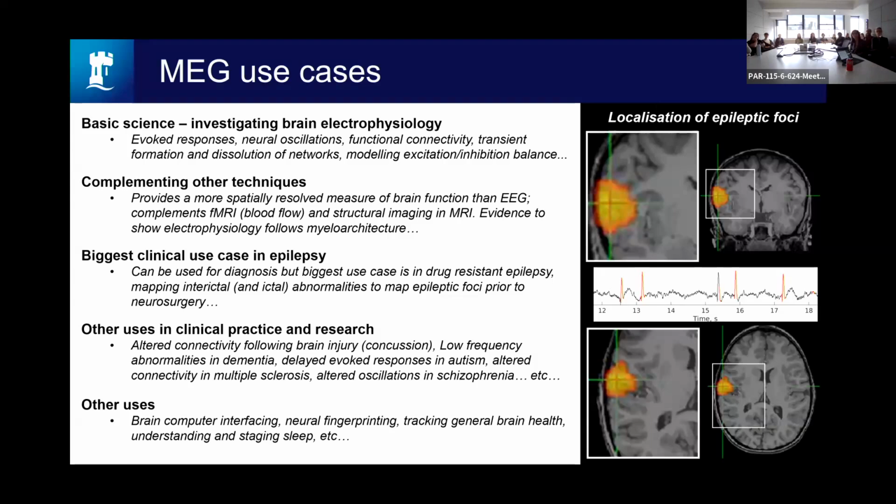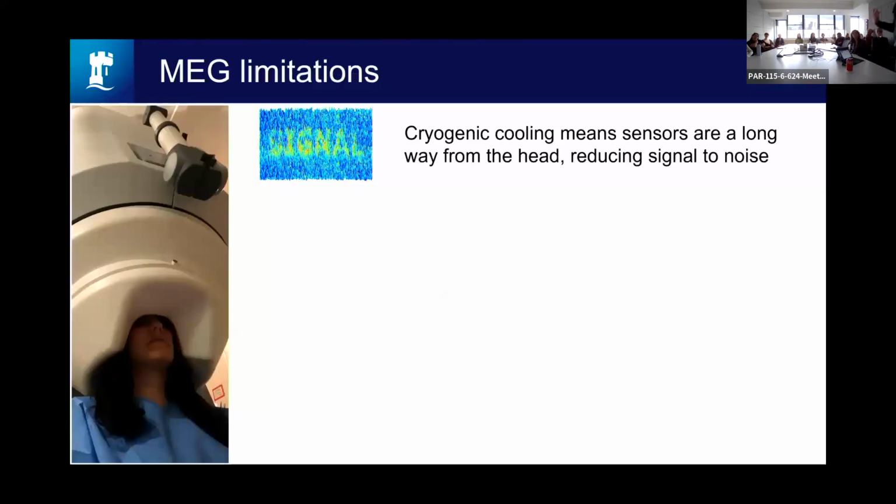There are lots of other areas of research: dementia, mental health disorders, childhood disorders, and also new cool application areas like brain-computer interfacing. So there are lots of things that we can do with a MEG scanner. Lots of reasons why we should be excited by this technology. But actually what I want to talk about is why it's annoying. So what are the limitations?